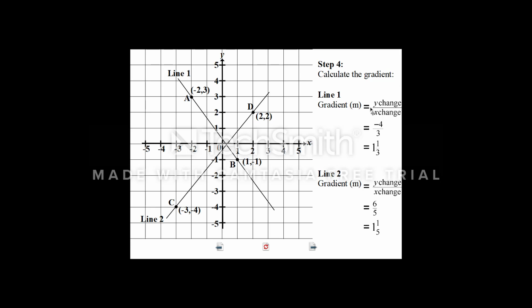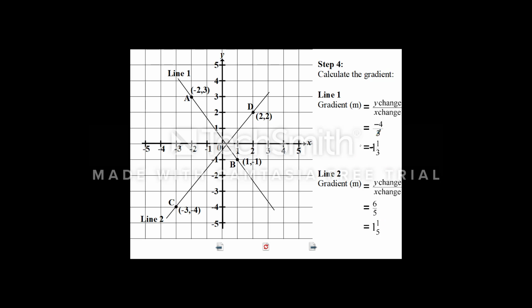So what does that mean? It simply means that gradient m, the symbol for gradient is m, is y change over x change. And for line 1, the y change was -4, the x change was 3, and so the answer is -1 and a third, because we know that it's a negative line, it's going down. And then for the other one, the gradient is 6 over 5, which is 1 and 1/5.